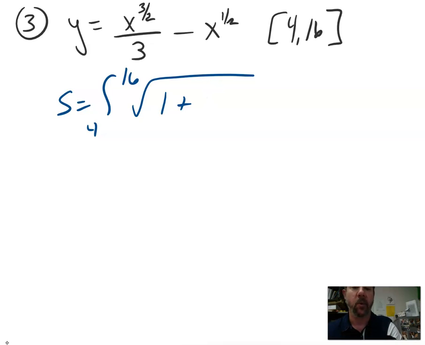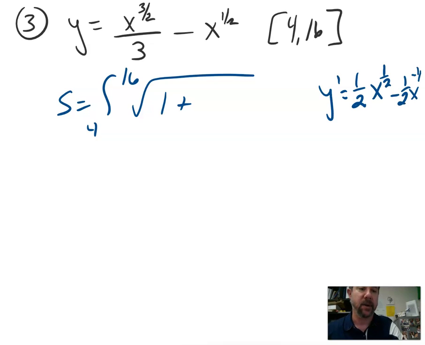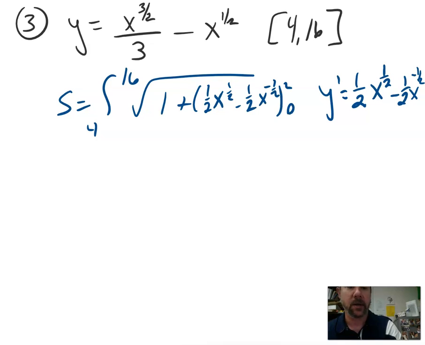So f prime or y prime, I've got to go find my derivative. Y prime is 3/2 times 1/3, which gives me 1/2 x to the 1/2 minus 1/2 x to the -1/2. Running out of room there a little bit. All right, so that's my derivative: 1/2 x to the 1/2 minus 1/2 x to the -1/2, squared, dx.